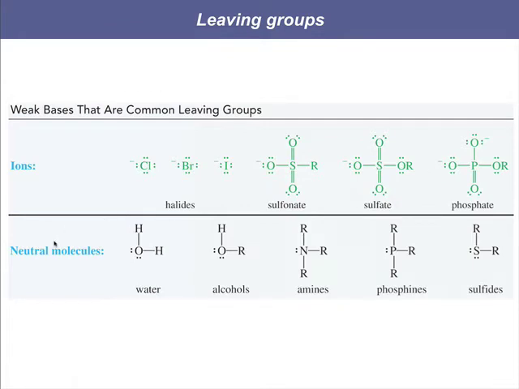Also, neutral molecules can be good leaving groups because neutral molecules are stable. So stable neutral molecules like water or alcohols or amines or phosphines or sulfides. The oxygen in water and alcohol, or the nitrogen or the phosphorus or the sulfur, these atoms are stable with a lone pair when they're neutral. So those would be good leaving groups. If we can kick water off of a molecule and use water as a leaving group, that reaction is very likely to proceed because water would be a stable product.